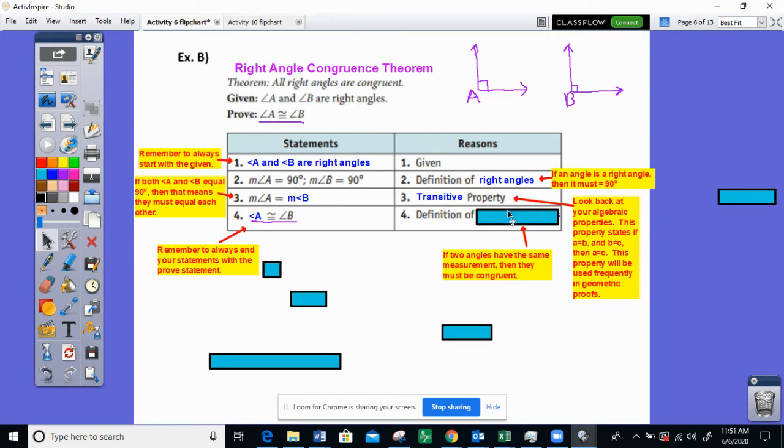The only other thing that we need, though, is a reason. So what kind of angles are angle A and angle B? They are congruent angles. Two angles have the same measure, and by definition, they have to be congruent to each other.